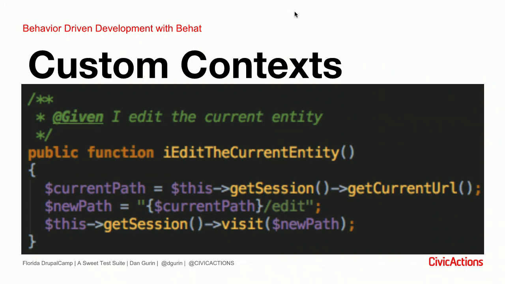Here's an example of another custom context that I thought was interesting to show. If you want to edit the current entity, you basically want to add /edit to the end of the URL. So here you can use the getSession function and get the current URL, and then just add /edit to there, and then say visit that new path, and there you are at the edit for an entity.